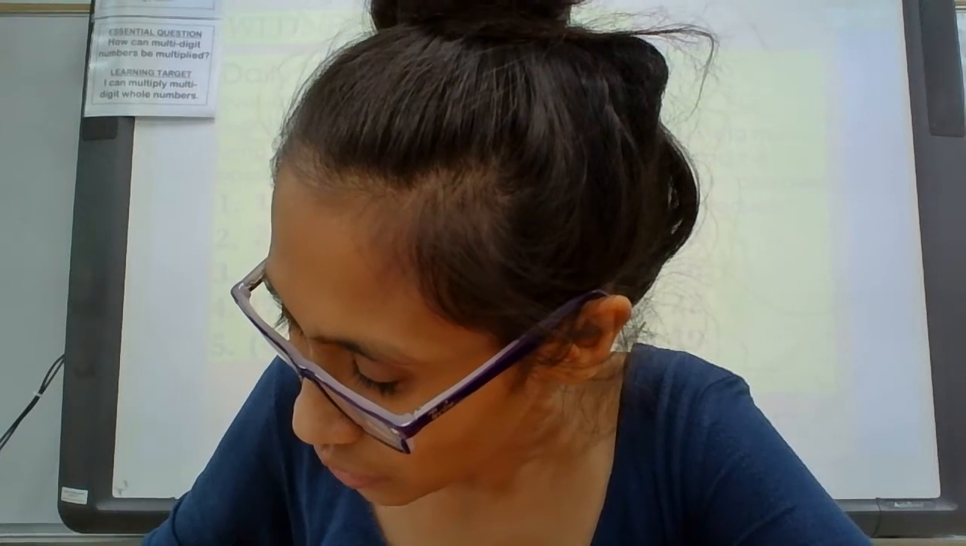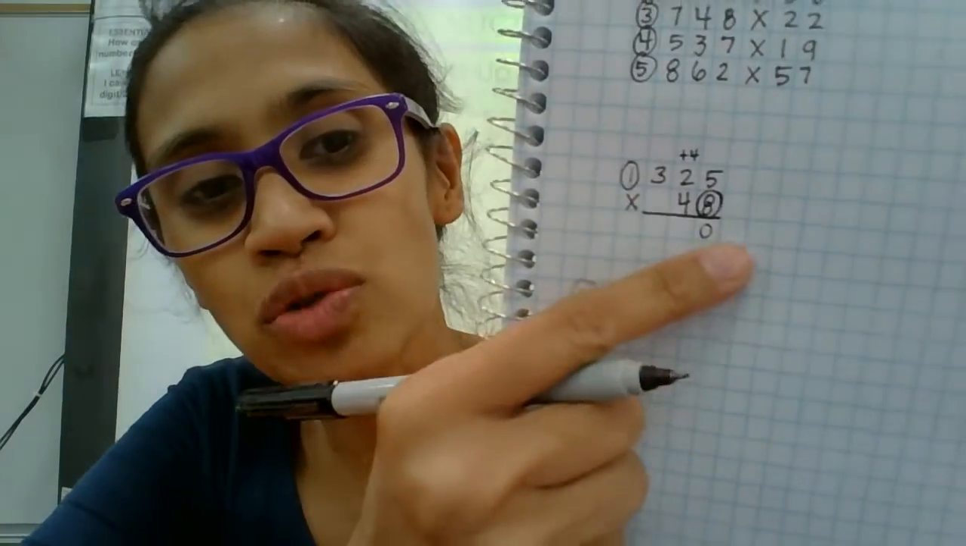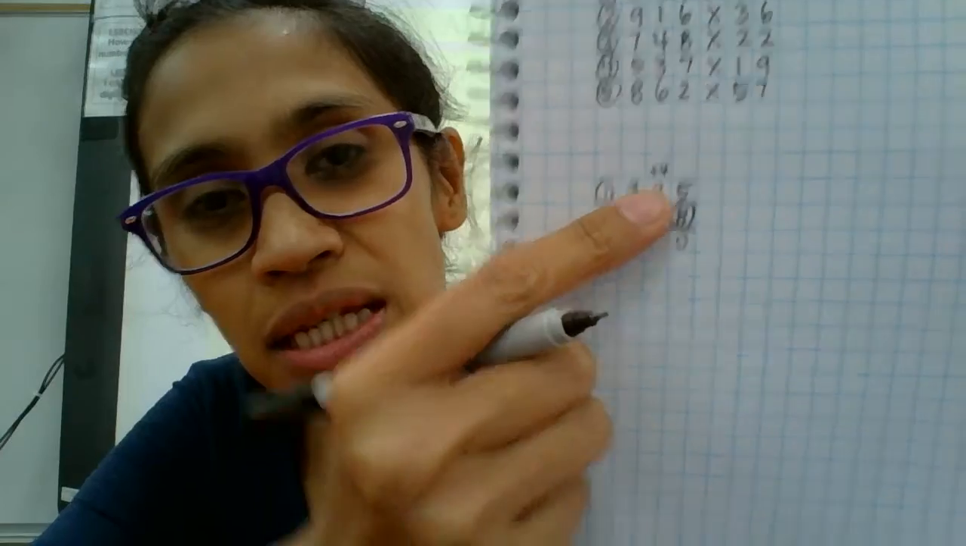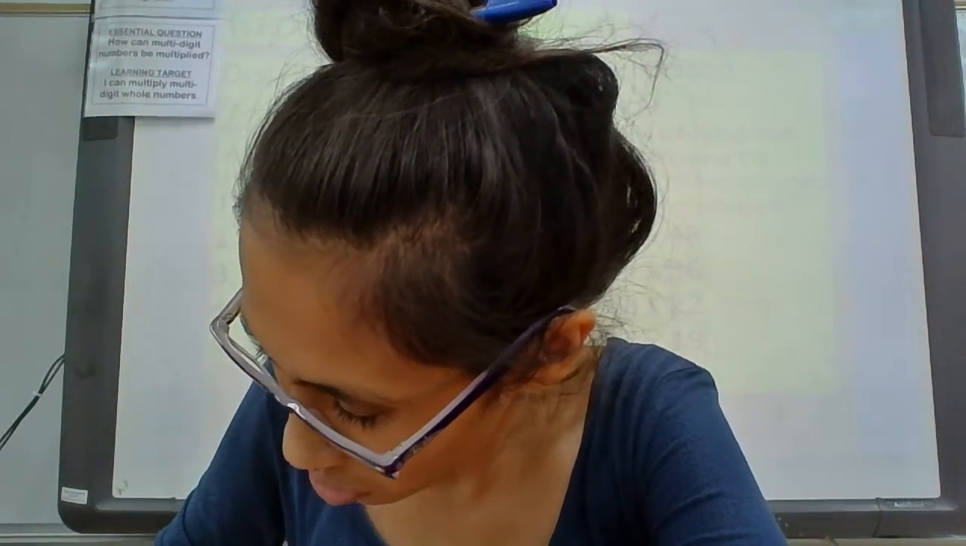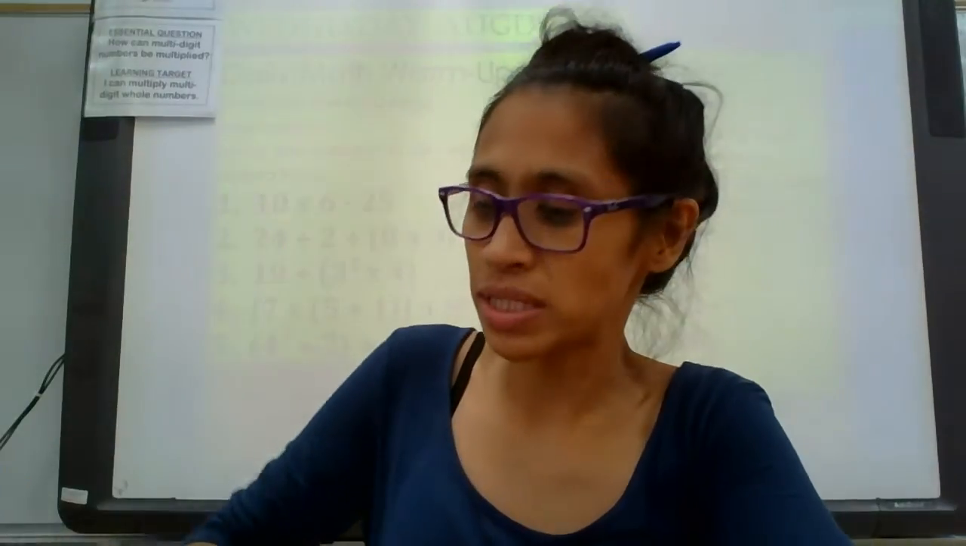8 times 5 is 40. Write the 0, carry the 4. And then what? 8 times 2 is 16, plus the 4 is 16, 17, 18, 19, 20. Write the 0, carry the 2 on top of the 3. Then we have 8 times 3 is 24, plus the 2 is 26.